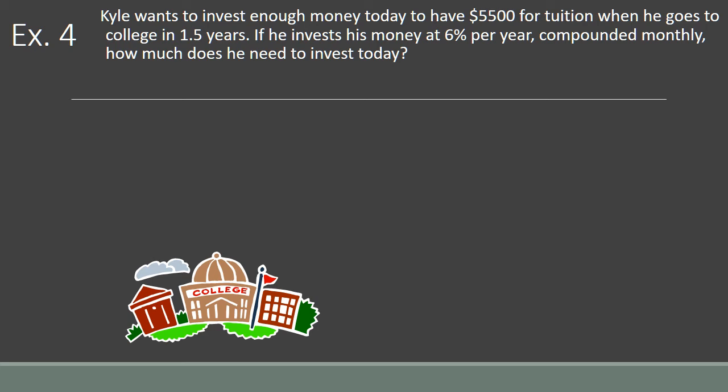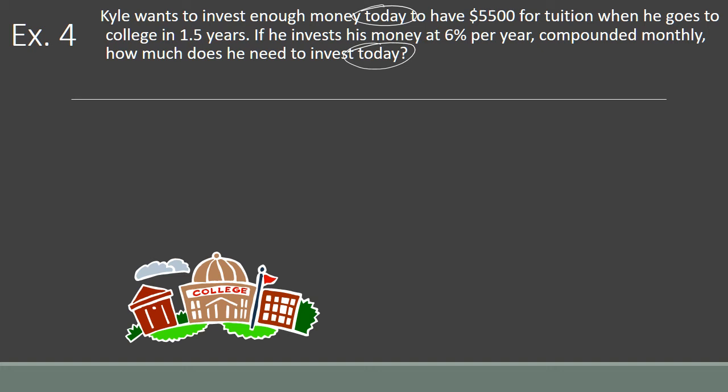So getting back to our post-secondary question, Kyle wants to invest enough money today. So already you see the word today. You got to be thinking present value. To have $5,500 for tuition when he goes to college in 1.5 years. He's going to invest his money at 6% per year, compounded monthly. How much does he need to invest today? So I've even put it in this question twice for you to drive the point home.